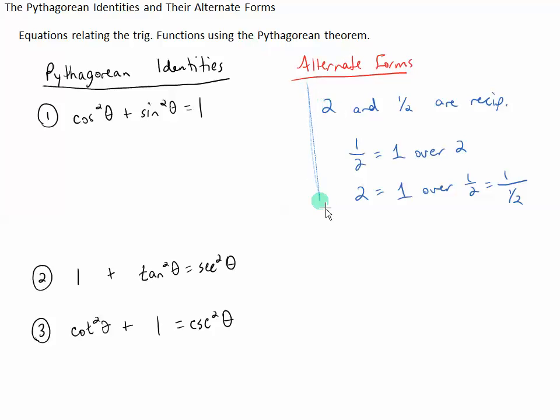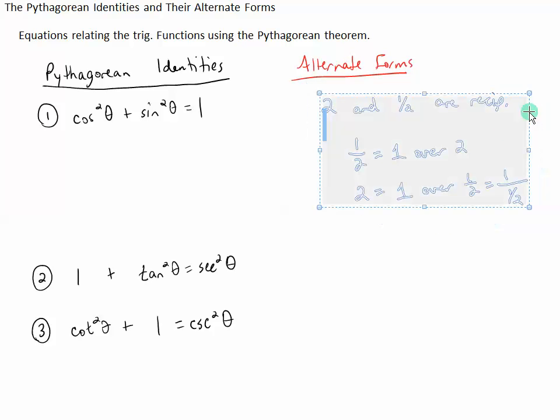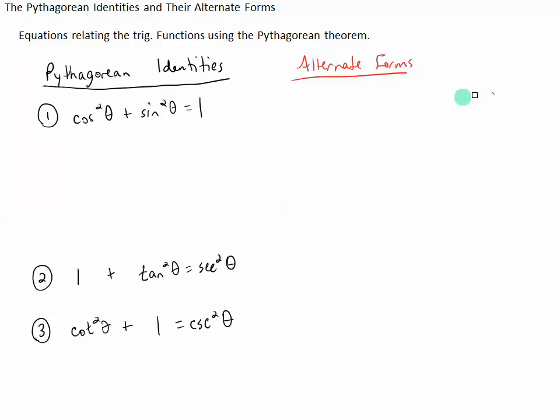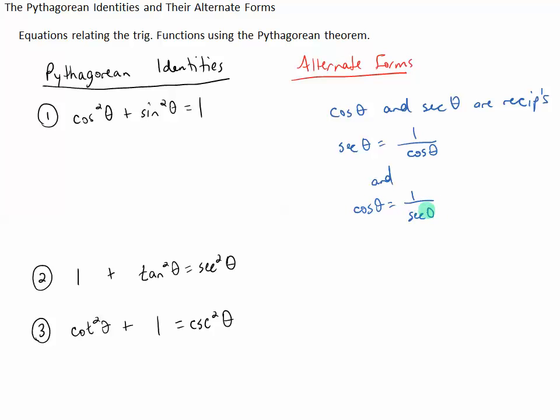So how does this apply to trig? Well, let's look at cosine. Cosine of theta and secant of theta are reciprocals. So, of course, we're already comfortable with the fact that secant equals 1 over cosine, but also cosine equals 1 over secant. Okay, so this is what we'll use to get an alternate form of this first Pythagorean identity.